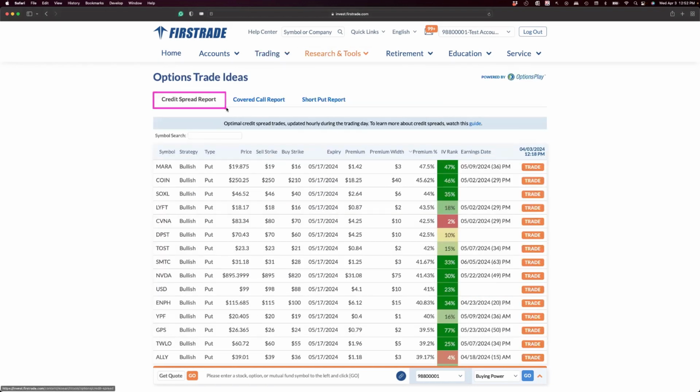But that's kind of what the credit spread report is designed to do, is help you find these opportunities where the risk reward is as favorable as possible. So as you can see, the premium versus the percentage, the higher this ratio, the better the risk reward, right? So in Coinbase here, I can potentially make $18.25. The width of the strategy is $40. So in this particular case, I can make about $1,800 and I'm risking about $2,100. So the risk reward ratio is very close to 1-to-1 in this particular example.